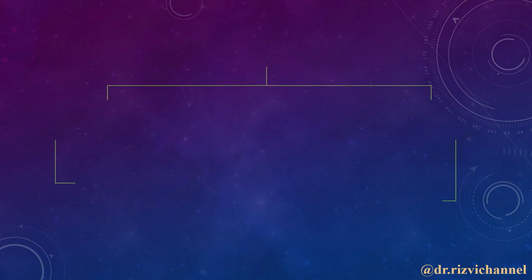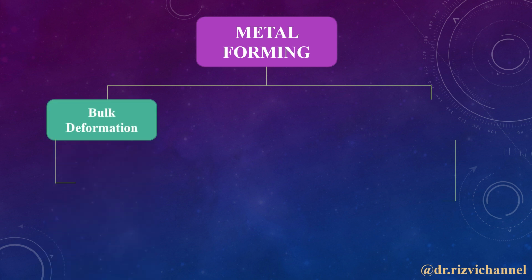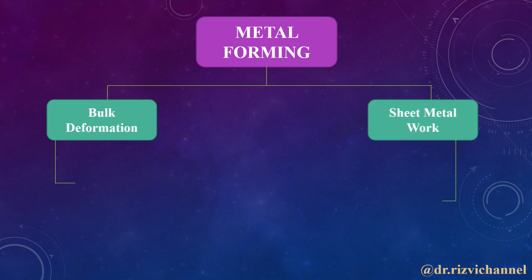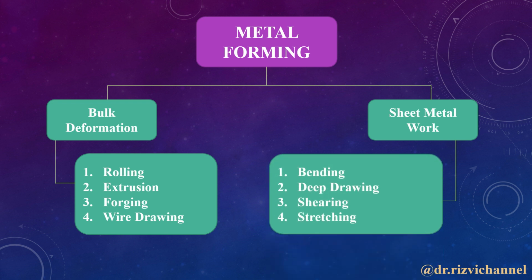Now we will classify metal forming processes, and it is basically classified into two types. First one is bulk deformation and the second one is on the basis of sheet metal work. The bulk deformation processes are of four types. They are rolling, extrusion, forging and wire drawing, while the sheet metal work are bending, deep drawing, shearing and stretching.